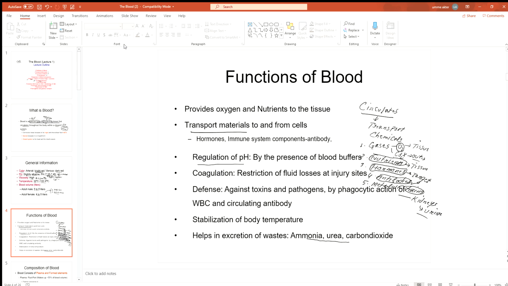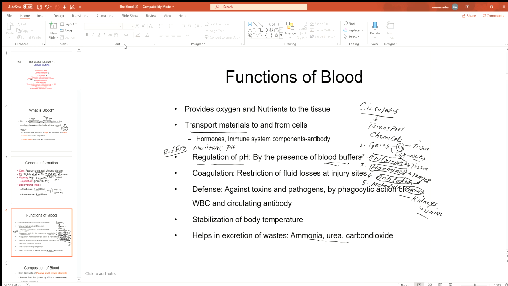Regulation of pH by the blood buffers. In your blood, you have buffers. Buffers do what? Probably some of you know that buffers are the mixture of chemicals that maintains the pH. So blood has the buffers, those are called blood buffers, and they keep the pH between 7.35 to 7.45.